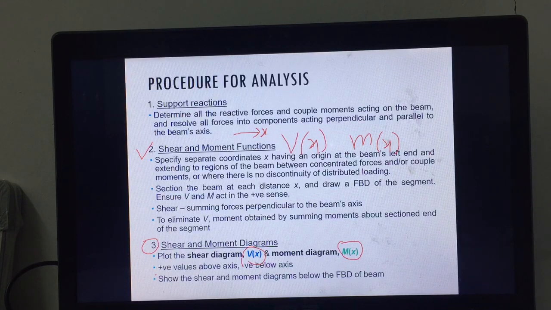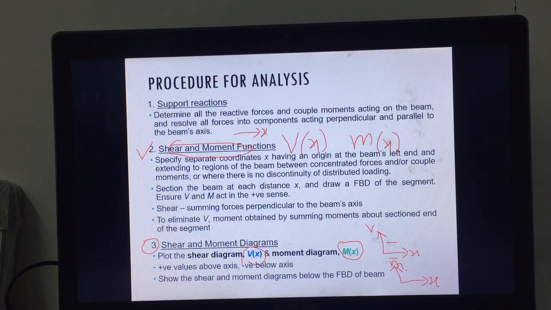Later on when we plot it, it will be something like this. That's just a prelude: V as a function of x, and internal moment M as a function of x. If you get a positive value from V(x) in the shear and moment functions, it will be up here. If negative, it will be somewhere here, right? The same goes for the internal bending moment diagrams. If it is a positive value, it will be up here, and a negative value will be down here, right?